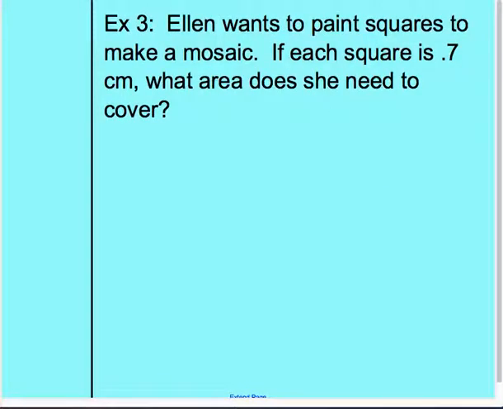Word problem. So Ellen's painting squares to make a mosaic. Each square is 7 tenths of a centimeter. What area does she need to paint? Remember, to find the area of a square, you take the side squared. So we've got 7 tenths squared. 7 times 7 is 49. So now we need to think about where to put the decimal point. I'm multiplying by a number smaller than 1, so my answer has to be smaller than the number I started with. So I'm going to put the decimal in front of the 4. And I'm going to label my answer.